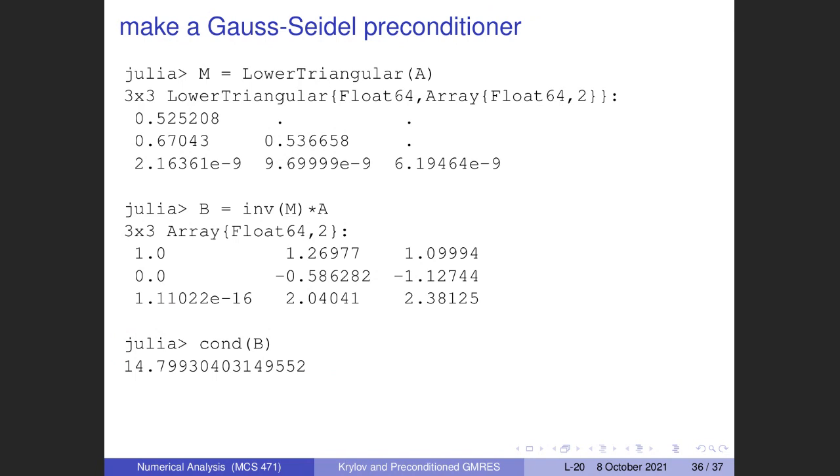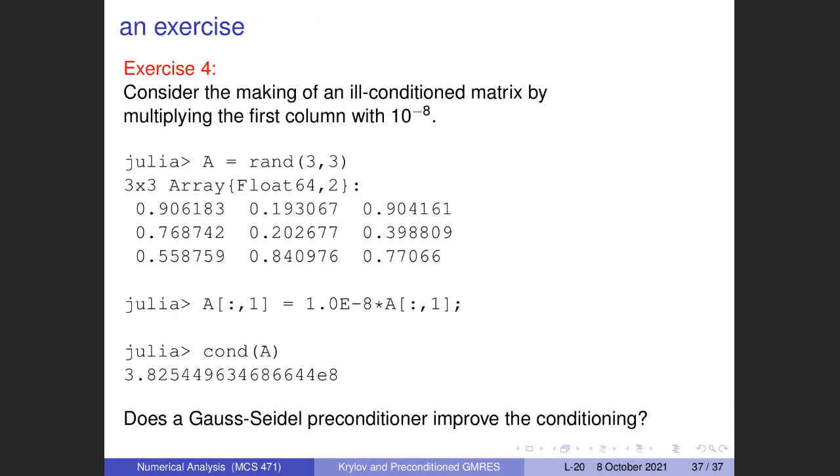The inverse is solving a lower triangular system. But you see the condition number, there is nothing here at the bottom, at the back, so the condition is now very, very nice. Okay, my time is up. The next exercise essentially asks you to do this, but now not with the third column, and now with the first column.